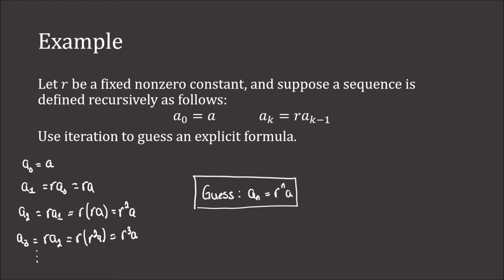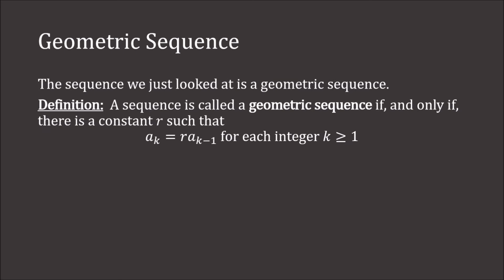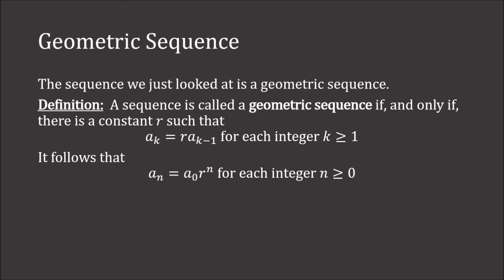Now, this kind of sequence is known as a geometric sequence. So geometric sequences have the form a sub k equal to r times a sub k minus 1, for each integer k greater than or equal to 1, and it then follows that a sub n would equal a naught times r to the n for each integer n greater than or equal to 0, where this a sub naught, right, is the initial condition.